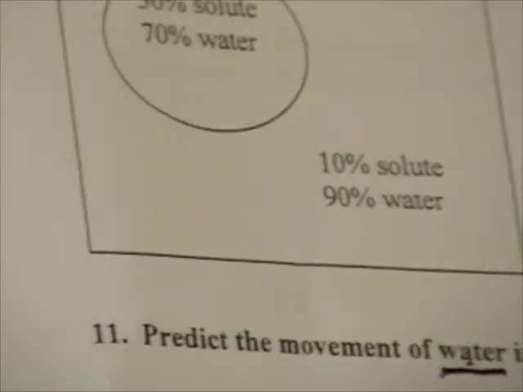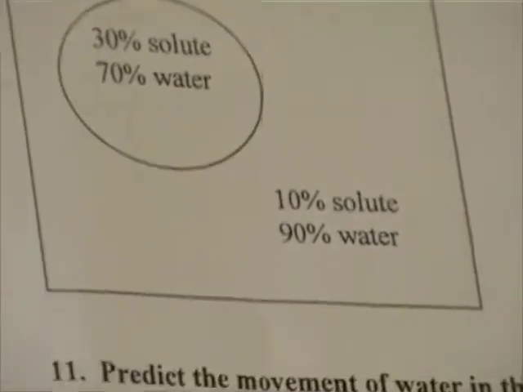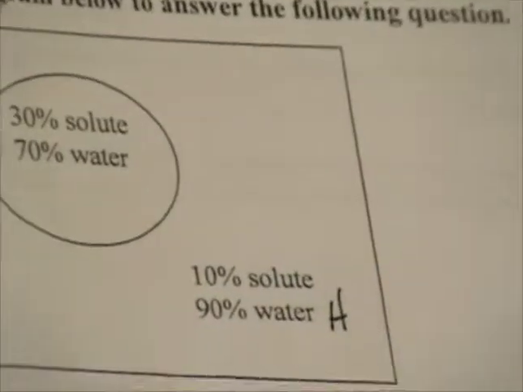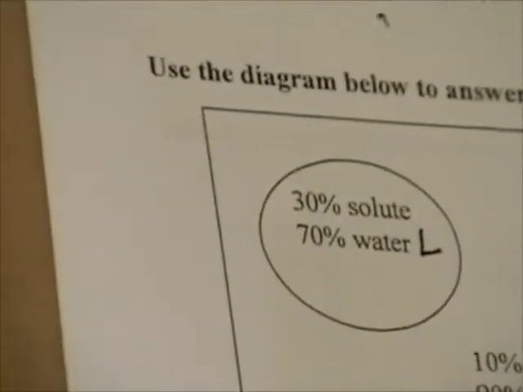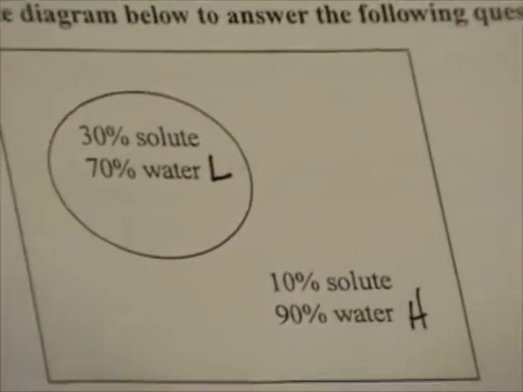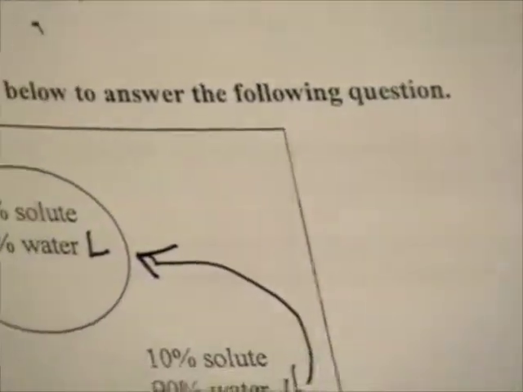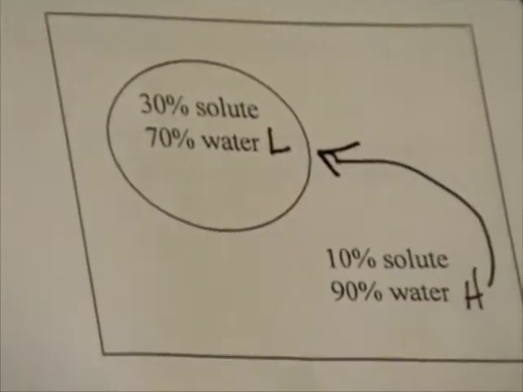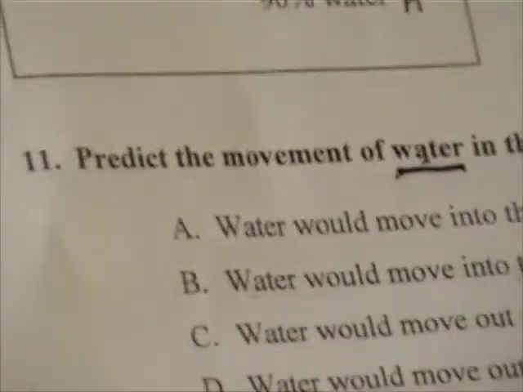So the water would move into the cell, causing it to swell. Well, let's look at these concentrations. We have a high concentration of water outside the cell and a lower concentration of water inside the cell. And we know that this is osmosis, and the water is going to move from high to low concentration. So we need to find the answer that says that it's going to move from high to low concentration. Water would move into the cell, causing it to swell. Okay, the water is going to move into the cell from high to low, and that would make the cell get bigger. So let's mark A and check out the other questions.